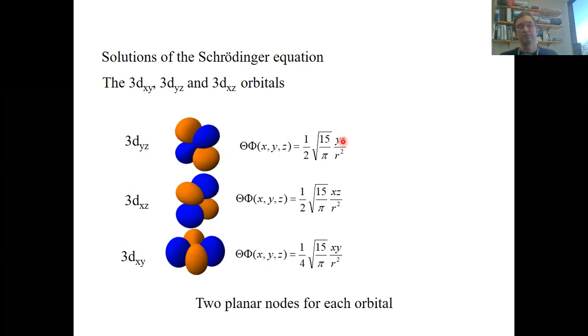Now similarly for the 3dxz, the angular part of the wave function is a function of x times z. That also gives the orbital its name. So on the side you also understand why the orbital is called this way. That implies also two planar nodes. So this wave function becomes 0 when x is equal to 0 or when z is equal to 0. So x is 0 in which plane?